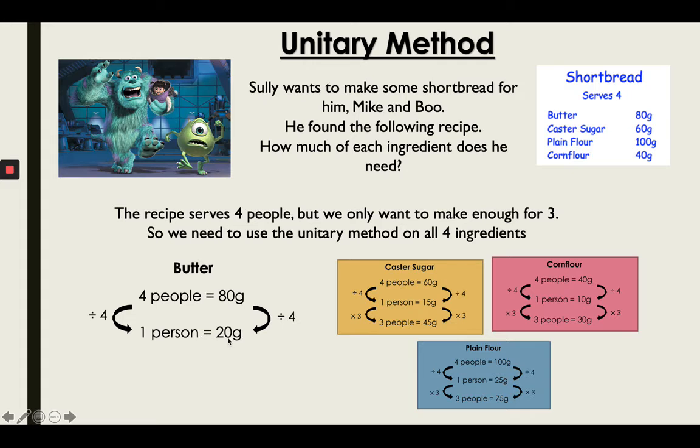Then finding the 3rd person is just as easy. You just multiply your 1 person by 3. So you do your 20 grams by 3. So we know that 3 people would be 60 grams. So that would be right. Now that's just repeated for every single ingredient. Divide by 4, multiply by 3. And it's as simple as that. And this is the easiest method.